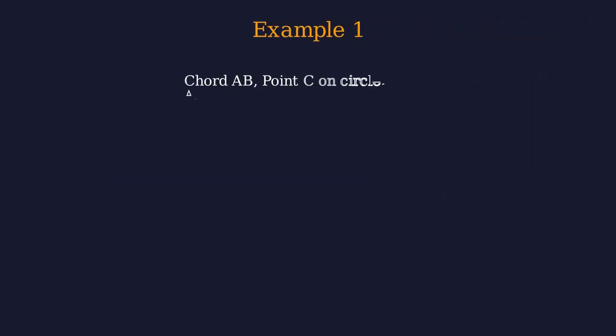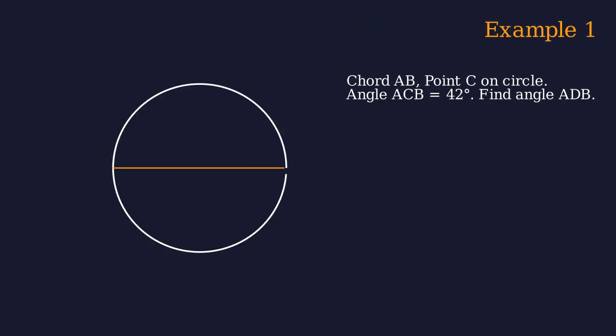Let's work through 2 short examples step by step. Example 1, chord AB, point C and D on the circle. Angle ACB is 42 degrees. What is angle ADB? Recognize both angles subtend chord AB. So mark them equal immediately. Angle ADB equals 42 degrees. That's it. But write it down. Angle ADB equals angle ACB equals 42 degrees. Angle in the same segment. That sentence is your method. Examiners love it.